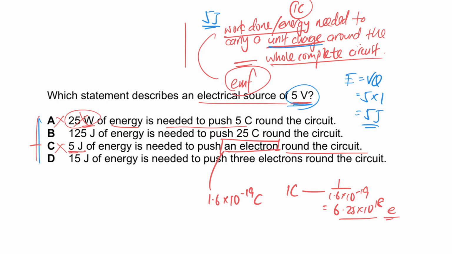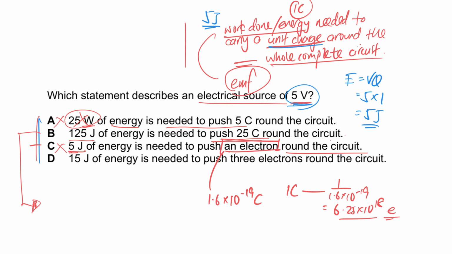Let's look at B now. 25 joules of energy is needed to push or drive or carry 25 coulomb of charge around the circuit. From first glance, some students may think that this is not related to your definition, which is with respect to one coulomb of charge. But this statement is correct.